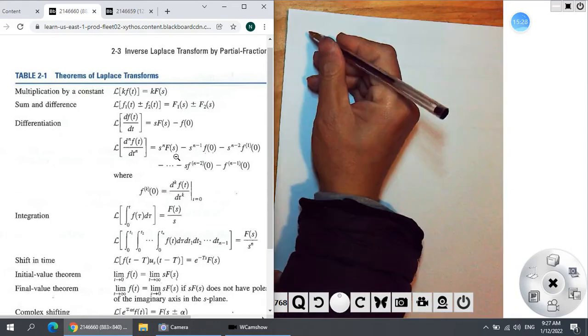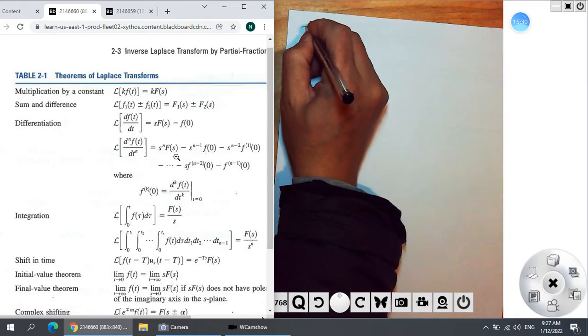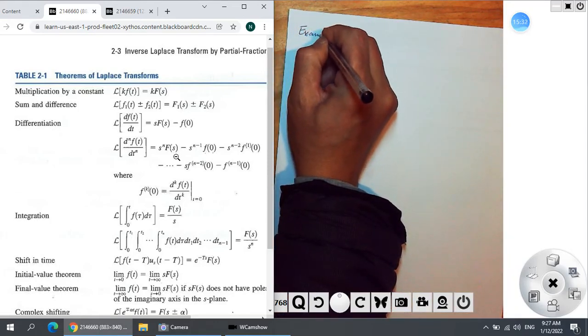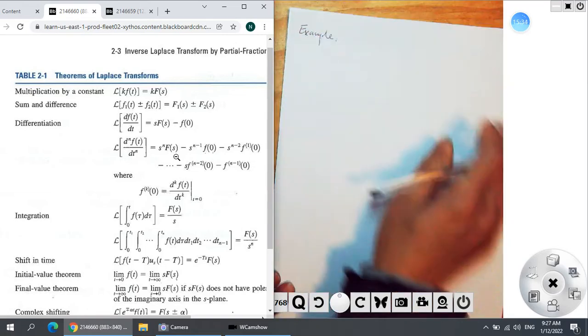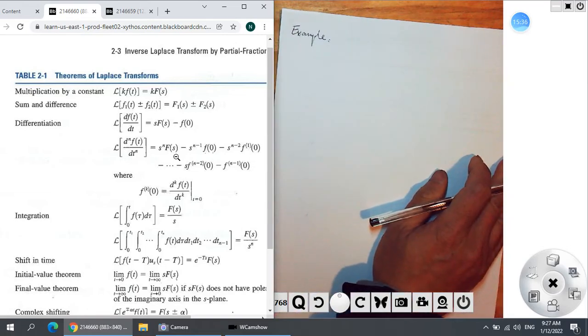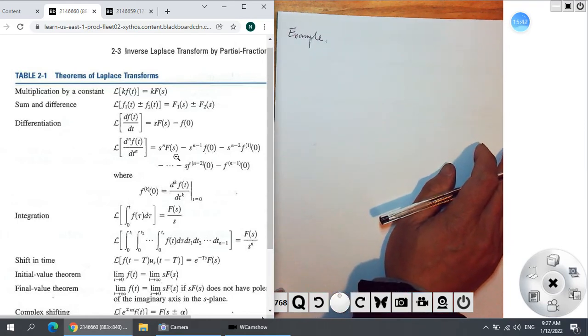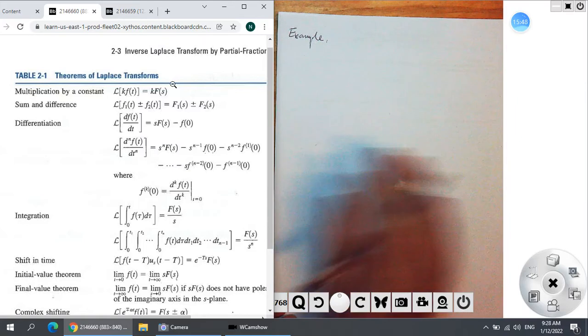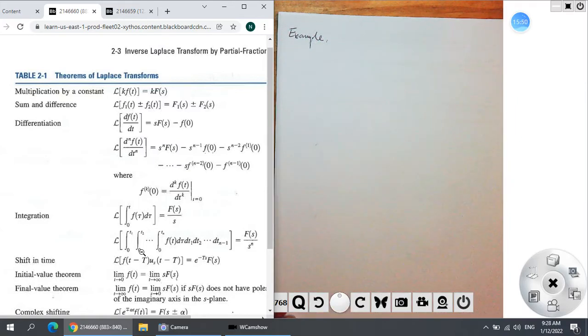Then we can use an example to explain how to use them. Actually, for the table we have two features. One feature is why we can have this formula. For this one you can check the textbook. They give all the details, step by step, on why we can have these theorems. The other side is how to use them.